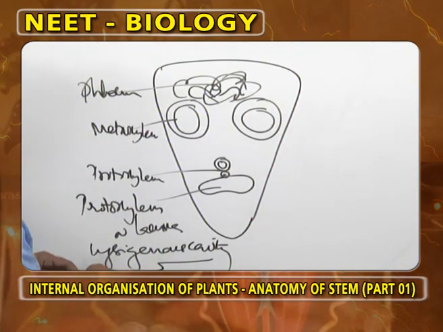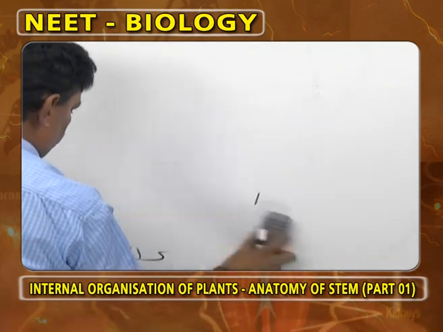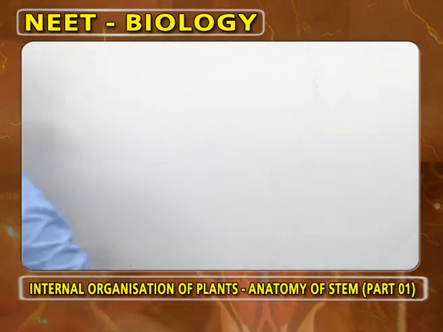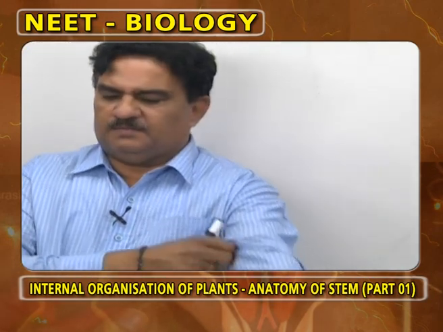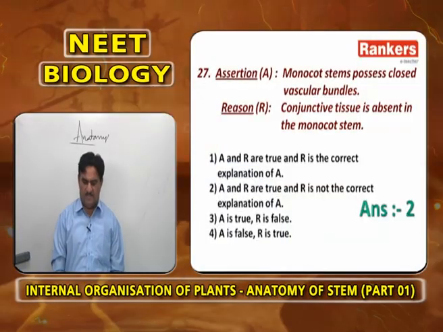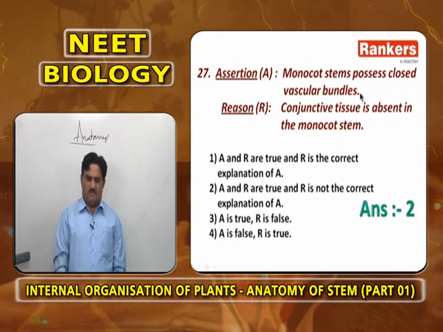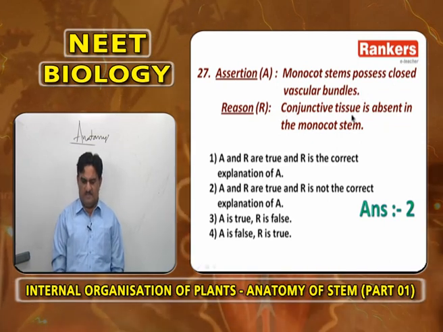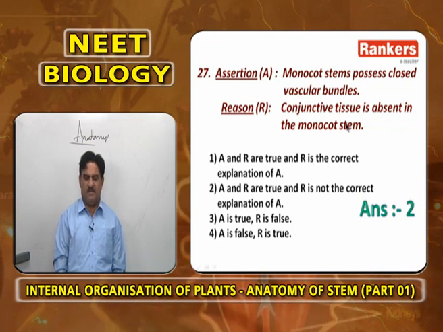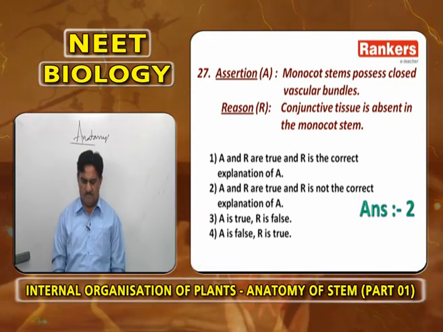Because of the presence of conjunctive parenchyma, because of the presence of parenchymatous tissue between xylem and phloem, the reason is wrong. The reason must be that in a monocot stem the vascular bundles do not possess cambium. So monocot stem possesses closed vascular bundles is correct. Conjunctive tissue is present in monocot stem is correct, but they are not related to each other. So both are correct, but R is not the correct explanation of A.